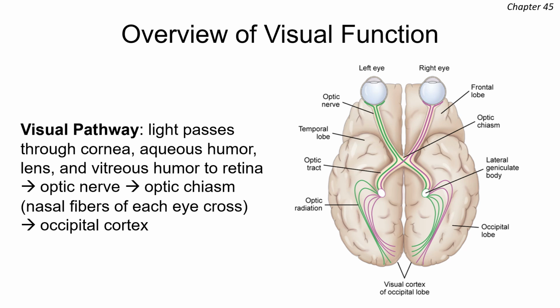Next is the visual pathway. You can see here we are coming through the eyes. Light passes through the cornea in our eye, through the aqueous humor, through our lens, through the vitreous humor to our retina, which is connected to the optic nerve, to the optic chiasm, and finally to the occipital cortex in the brain, where our brain will make sense of everything that we are looking at.